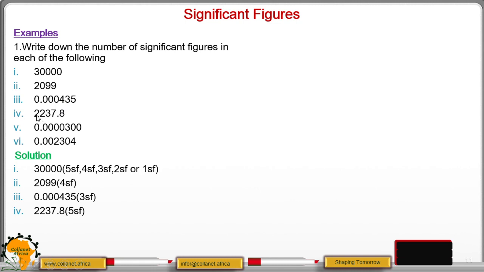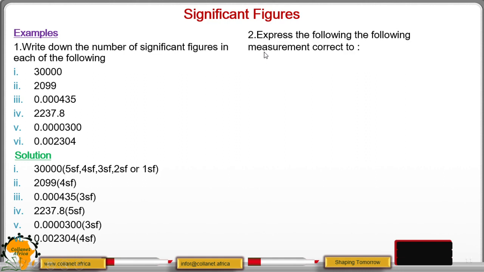Then number 4, you have 2,237.8. All these values are significant. So you count 1, 2, 3, 4, and 5. Then from there, you have 0.000300. The zeros before the first non-zero digit are not important, but the zeros after this number may or may not be significant. For our case here, they are significant, and therefore you count 1, 2, and 3. So you have 3 significant figures. Again, you count from this non-zero digit: 1, 2, 3, and 4. You get that the value is correct to 4 significant figures.